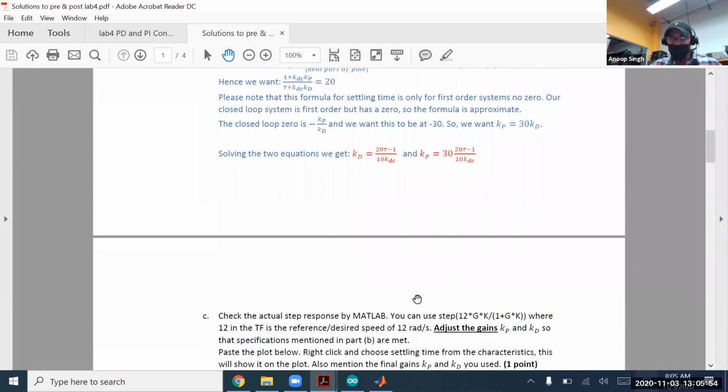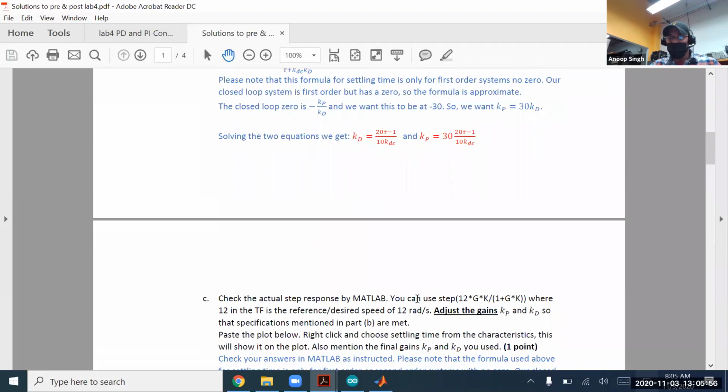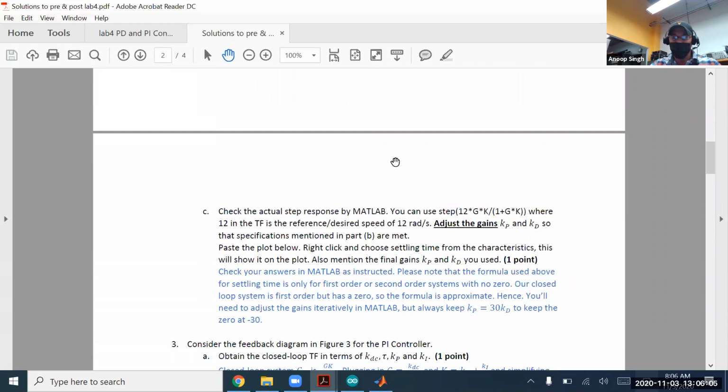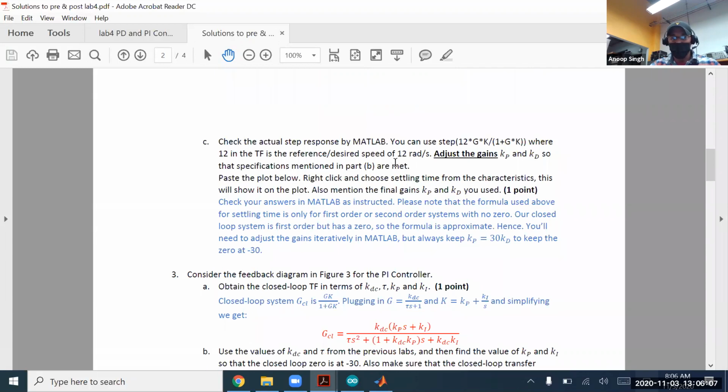And now if you plug in the values that tau is 0.06 and KDC is 1.06, we can calculate the value of Kp and Kd, the gains. And those gains will come out to be some numbers, which I will tell you shortly.